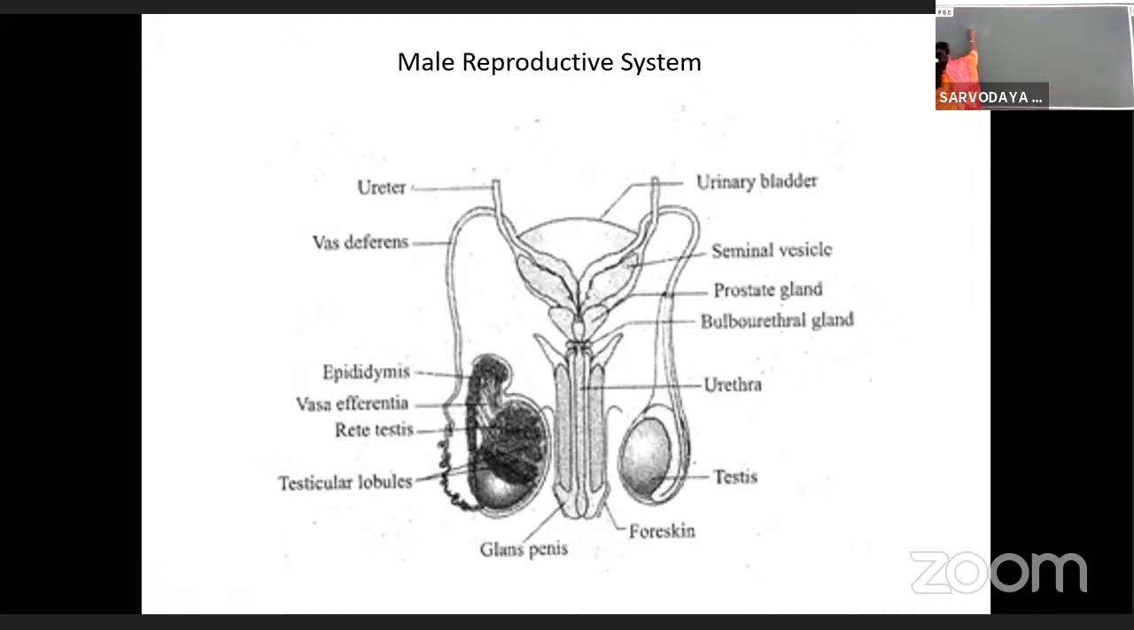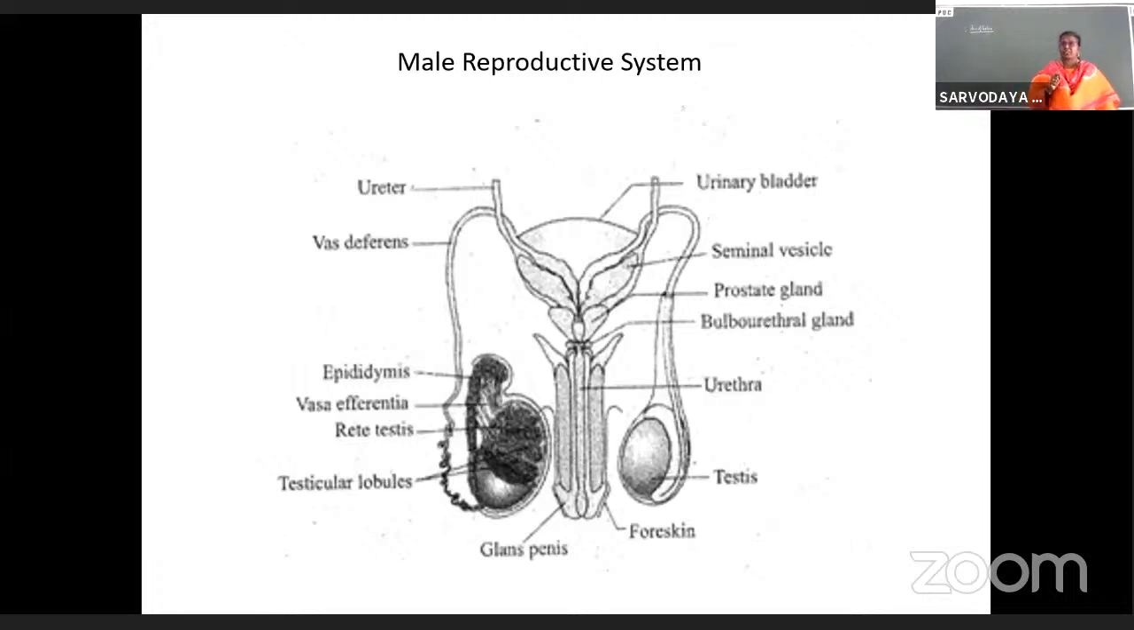Okay, the first part is pair of testes. So what did we learn yesterday? You'll find a pair of testes is located outside the abdominal cavity in a pouch called scrotum. Now, generally, in the scrotum, the temperature is always less by 2 degrees compared to body temperature.